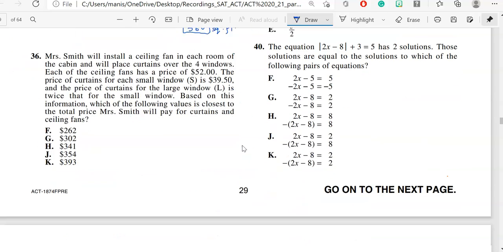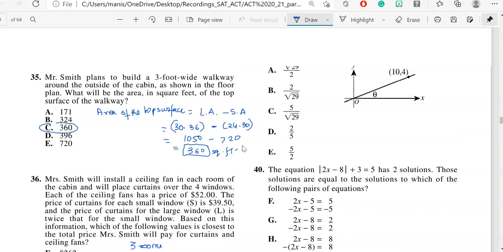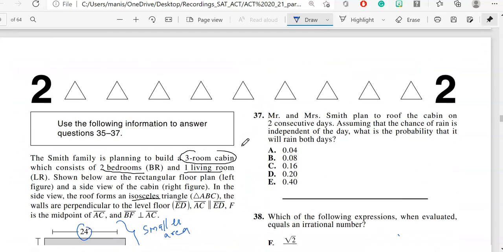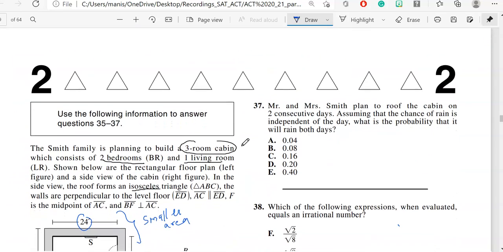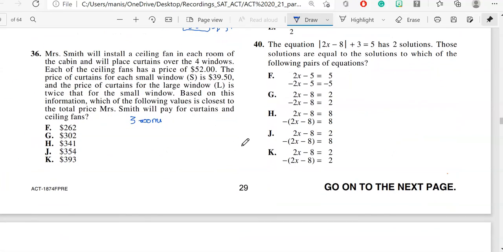Let's move to the next problem. 36. Mr. Smith will install a ceiling fan in each room of the cabin. So how many rooms are there? There are 3 rooms. How I came to know, if you remember, I circled some of the stuff over here: 3-room cabin, 2 bedrooms and 1 living room. So let's come back over here. 3 rooms. And will place curtains over the 4 windows. So we have 4 windows over here.